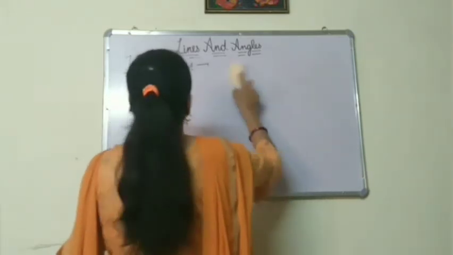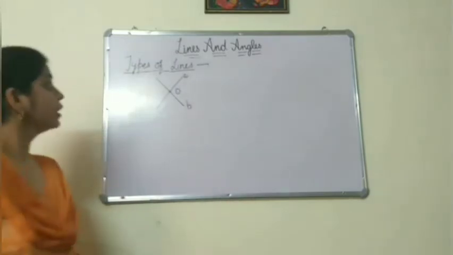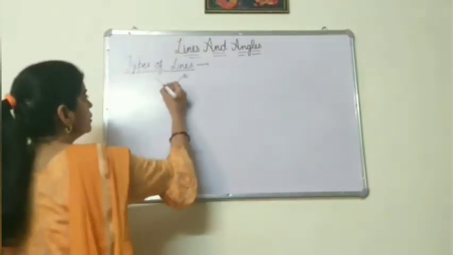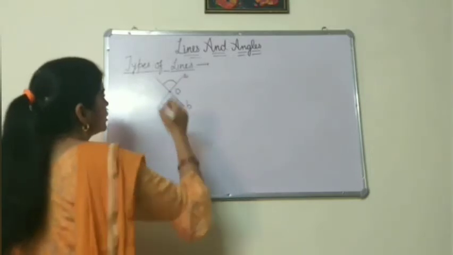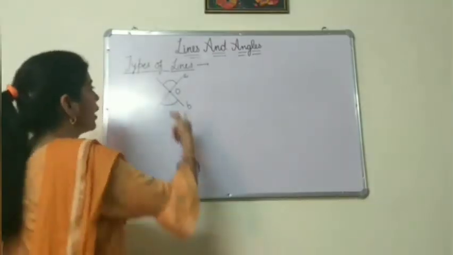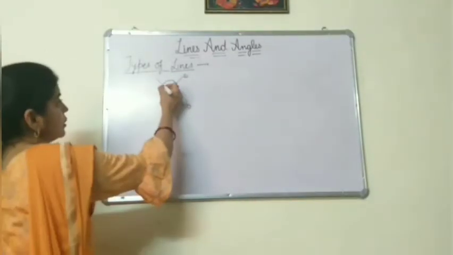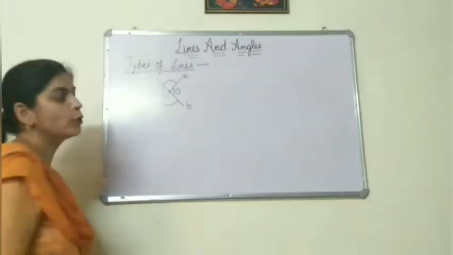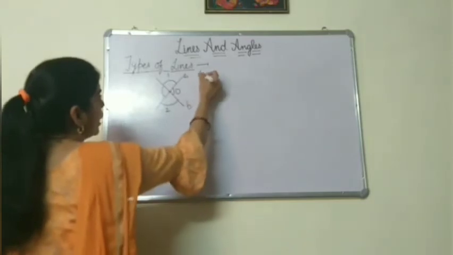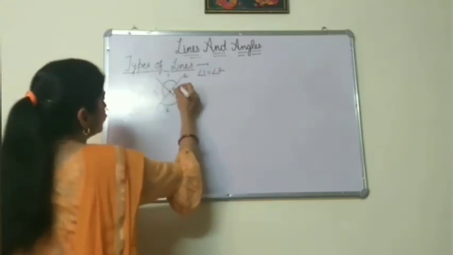Now we have to prove that if two lines are intersecting each other, then the vertically opposite angles are always equal. This is theorem 6.1. If two lines are intersecting each other, then vertically opposite angles are always equal. So we have to prove here angle 1 is equal to angle 2 and angle 3 is equal to angle 4.